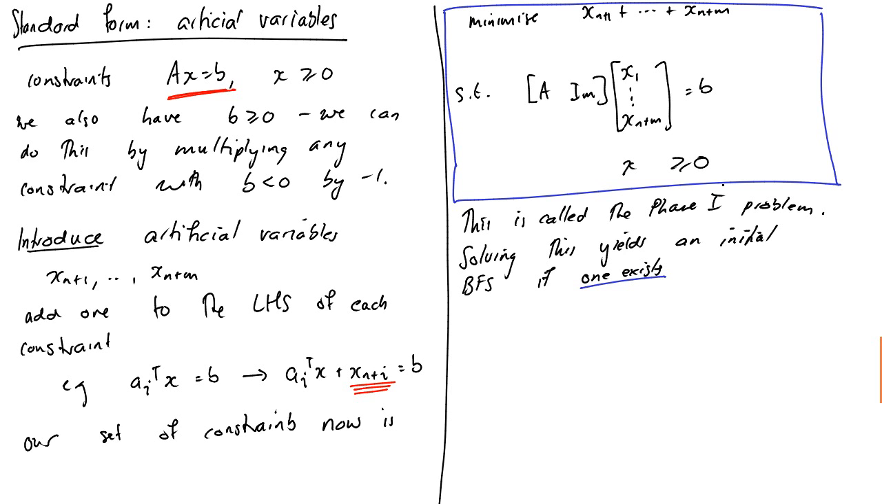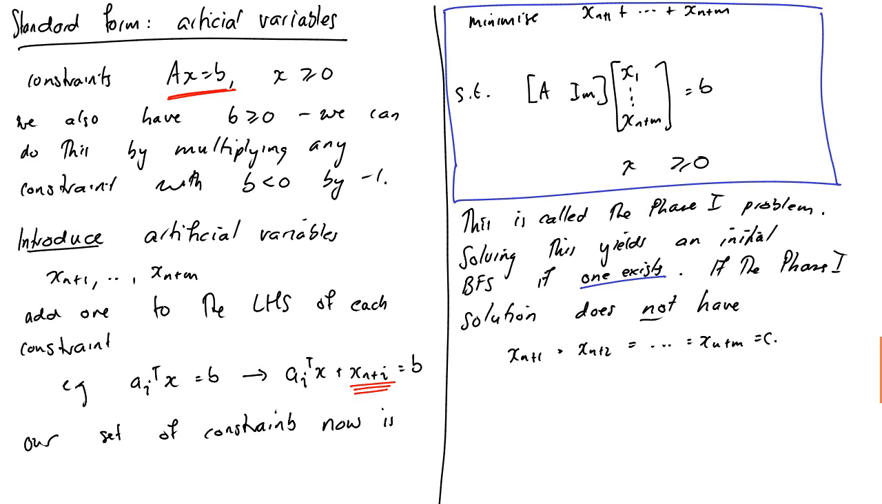So if the phase 1 solution does not have x_{n+1} = x_{n+2} = ... = x_{n+m} = 0, the original LP constraints are infeasible. Okay.